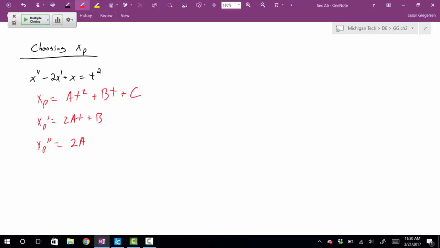So that is my guess, xp. And now I've taken the derivative and the second derivative. I'm going to plug it in now to find out what a, b, and c are. So I plug in x double prime to get 2a minus 2 times x prime plus x.